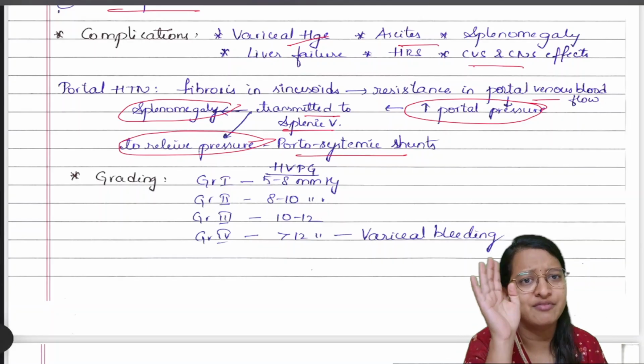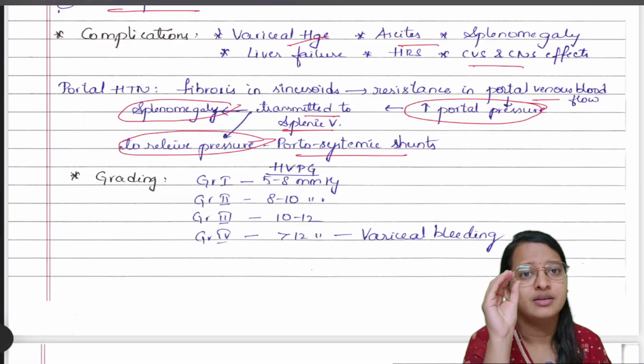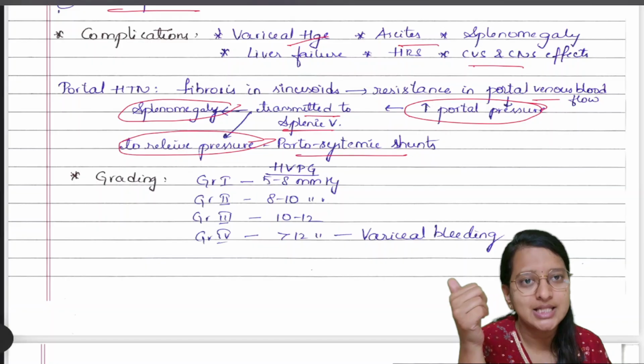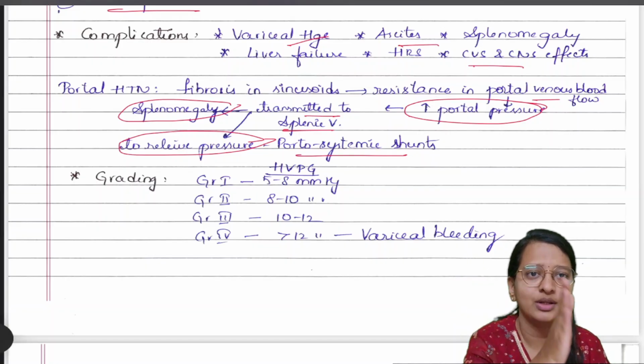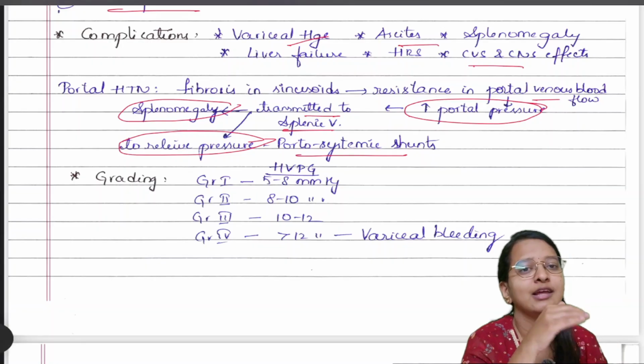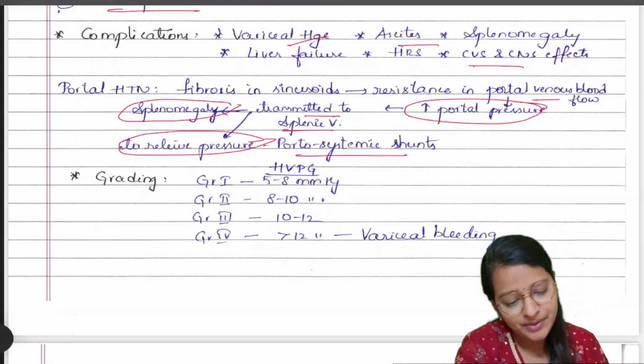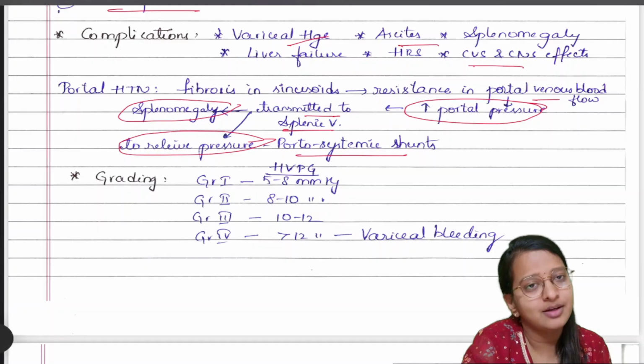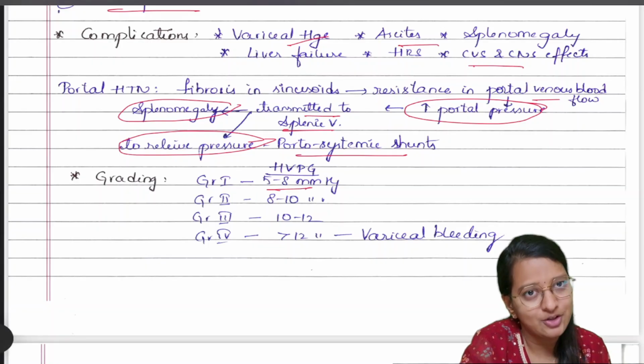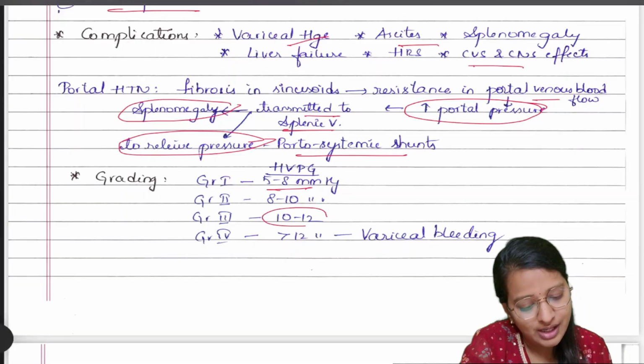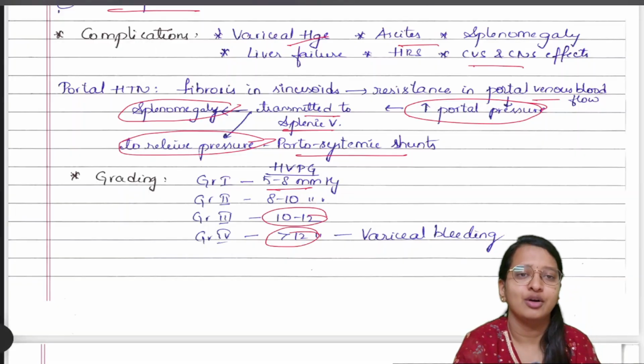For everything the cause is your cirrhosis: the fibrotic nodules increase resistance to portal flow, then portal hypertension. To relieve that, there will be formation of collaterals. So the grading is: grade 1, the gradient is between 5 to 8; grade 2, 8 to 10; grade 3, 10 to 12; and greater than 12 is your grade 4.